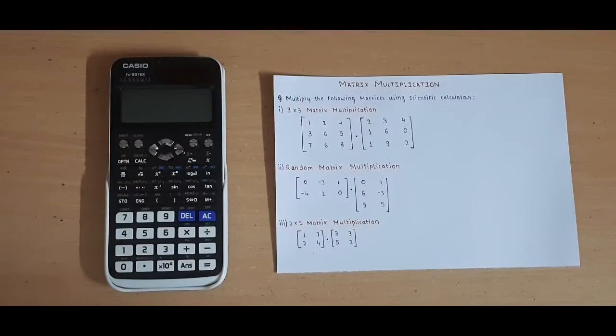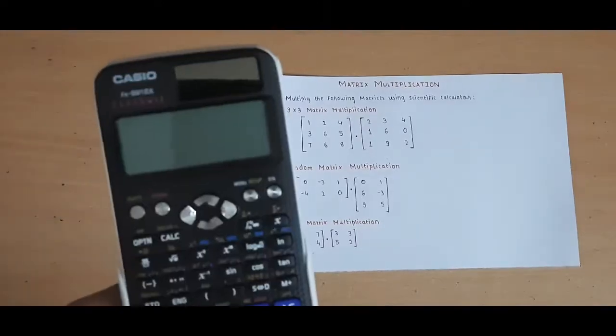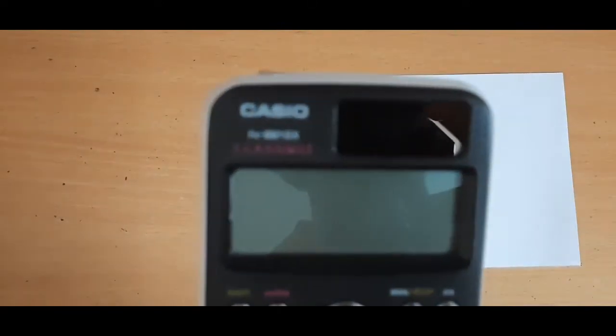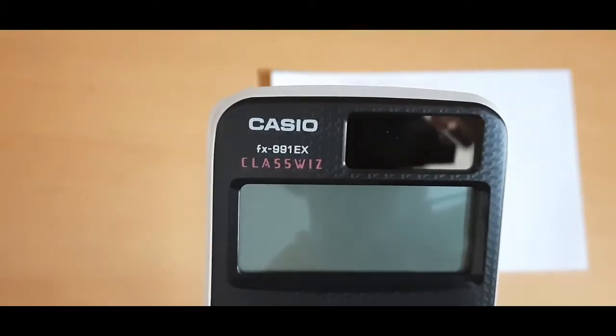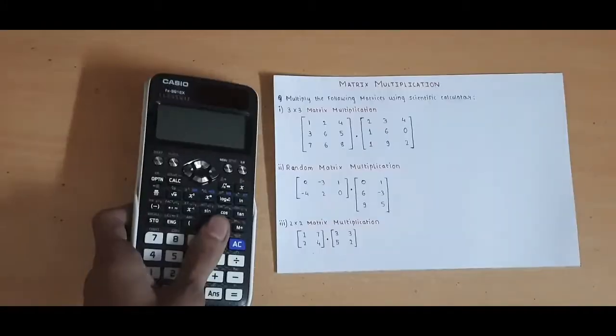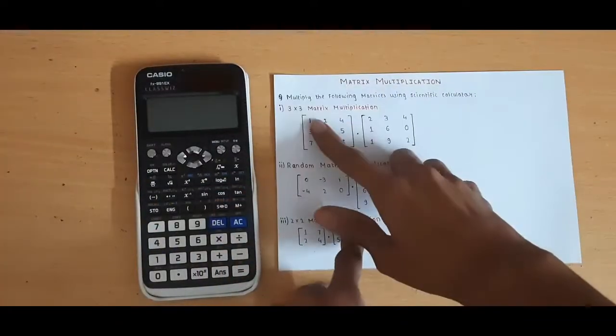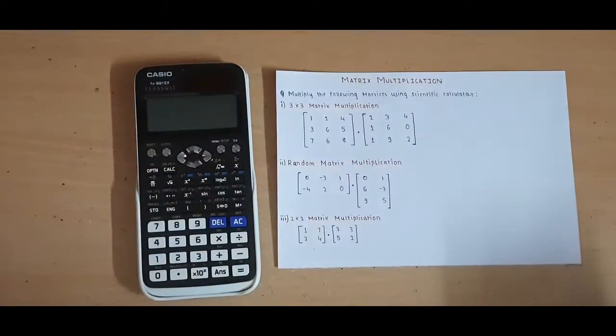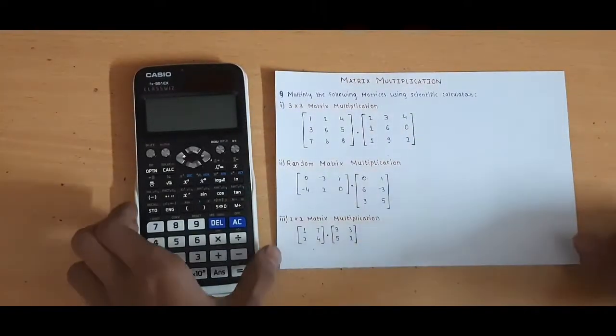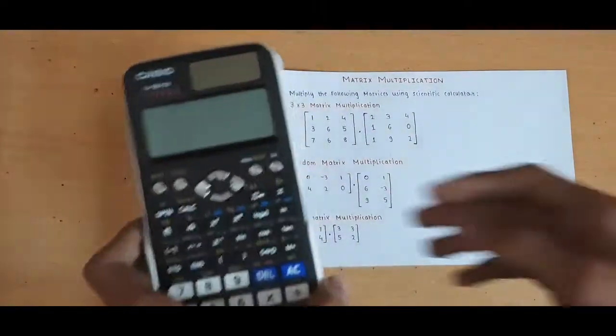Hi friends, in this video I will tell you how to do the matrix multiplication using scientific calculator of model number fx-991EX. So let's get started. Here I have an example of 3 into 3 matrix multiplication. So let's start the multiplication of 3 into 3 matrix.